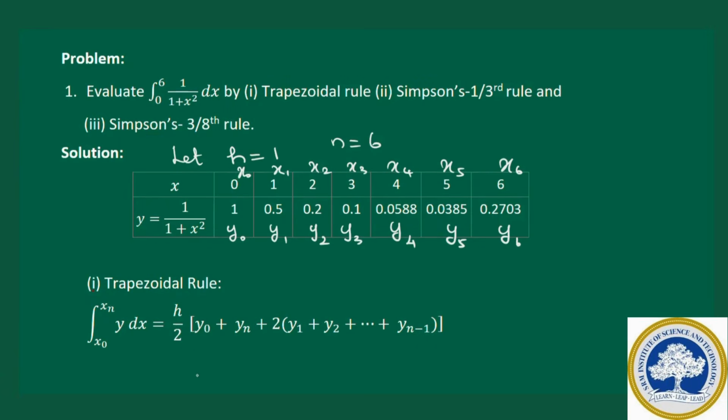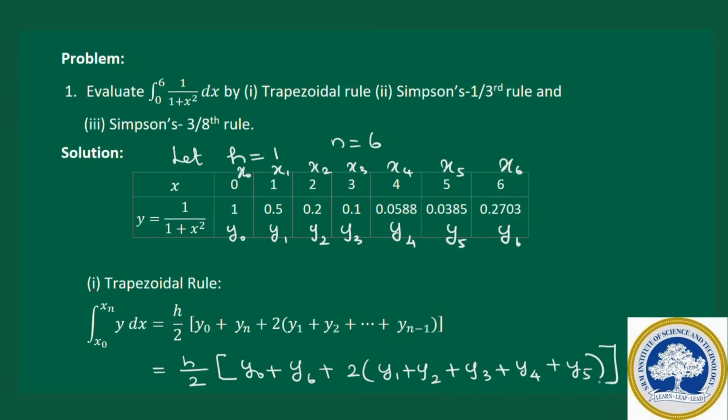Already we know the formula is h by 2 into y0 plus yn plus 2 times of all the remaining terms. So here in general we have given the formula in terms of n. But for this particular problem, the formula is h by 2 into y0 is the first term, y6 is the last term. Instead of yn, here the number of data we are having is till y6. So y6 is the last term plus 2 times of the remaining terms. Remaining terms are y1 plus y2 plus y3 plus y4 plus y5.